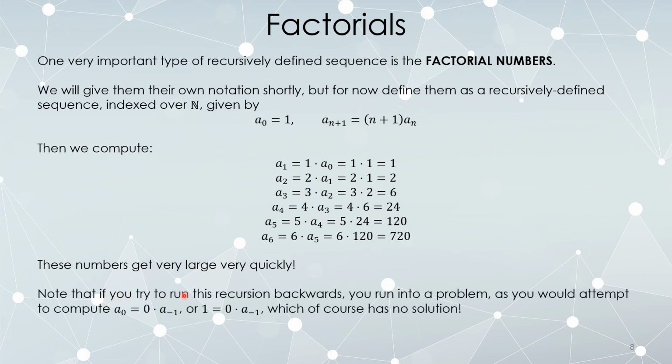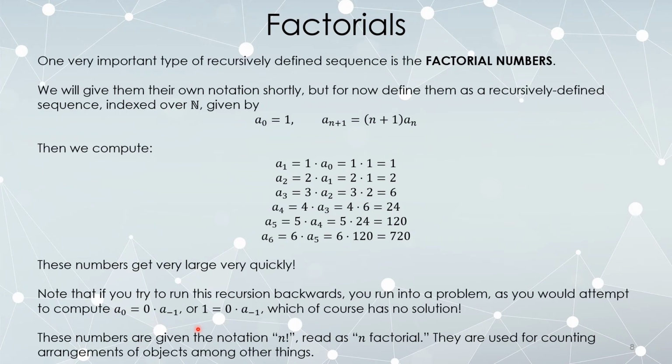Now, if you tried to run this recursion backwards, we have established that sometimes recursive formulas can be run backwards. Well, if you tried to do it backwards, you'd have a problem. You'd get a sub 0 is 0 times a sub negative 1. A sub 0, this index is the same as this multiplier, and the previous index goes here. So a sub 0 is 0 times a sub minus 1, but this is not possible, because a sub 0 was given to be 1, and 0 times anything is 0, so there's no solution. You actually cannot run this recursion backwards. So starting at a sub 0 equals 1, this can only be run forwards.